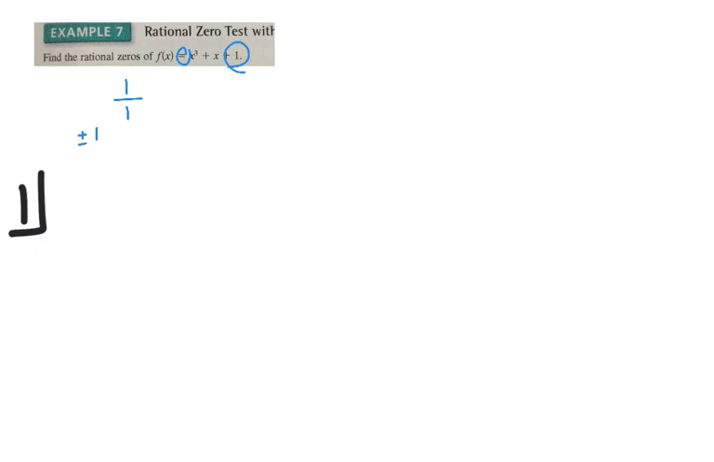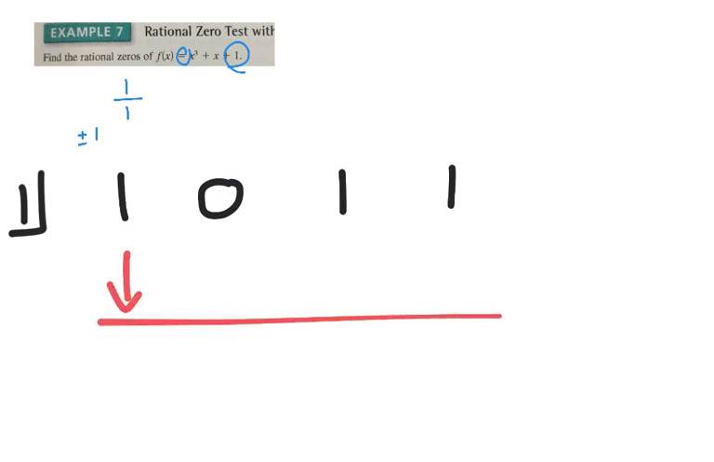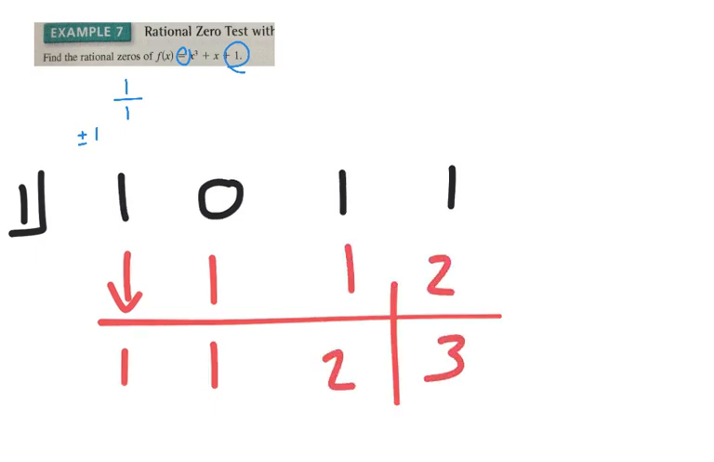So when I list my coefficients, I've got my x to the third, x to the second is 0. Don't forget the placeholder. X to the first, and my constant. When I bring 1 down, 1 times 1 is 1, combine. 1 times 1 is 1, combine. 2 times 1 is 2, combine. So I got a remainder of 3.